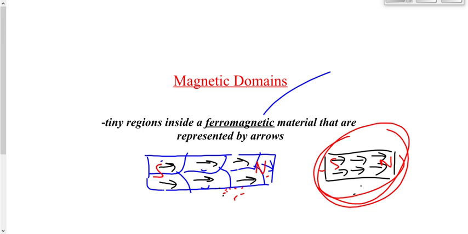Now, what's the other way we can do that? Well, we have to have a magnetic field nearby. And that magnetic field has to be in a specific direction. It has to be aligned. But it doesn't have to come from another magnet. It could come from an electric current.